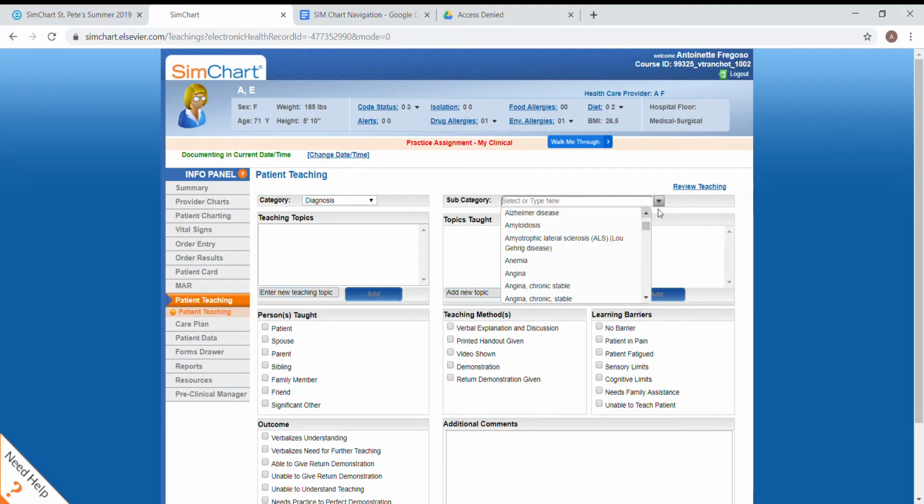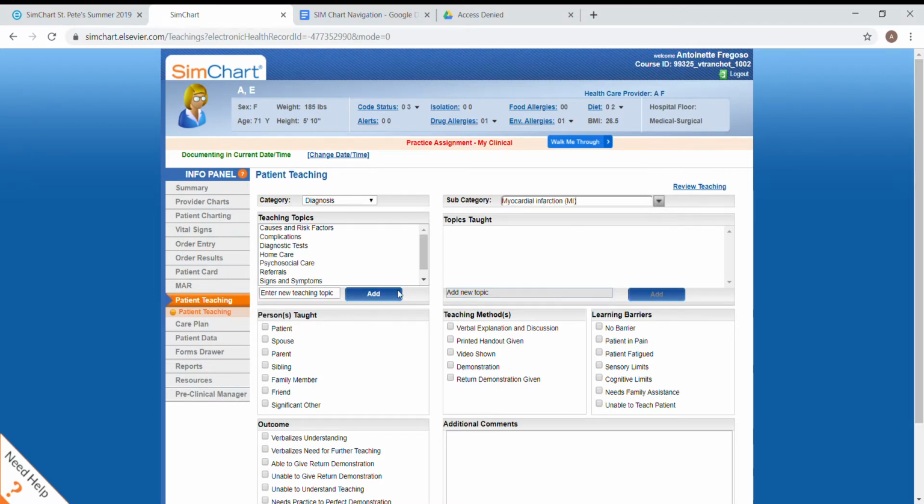So we can do diagnosis, it pops up, MI, risk factors, add, possible complications. We can do signs and symptoms here. There are so many different types of things that you can add here.